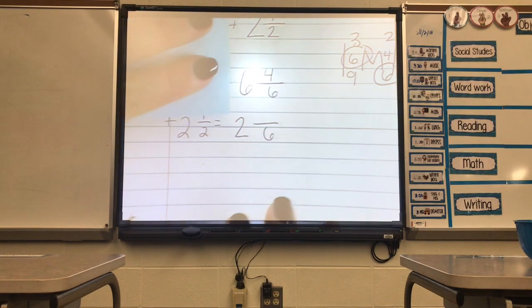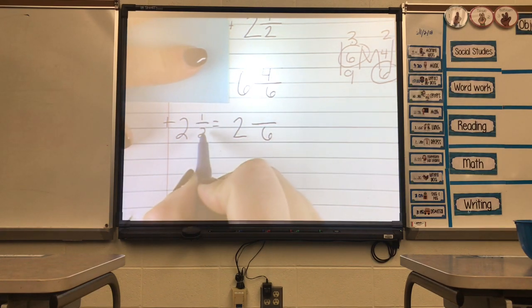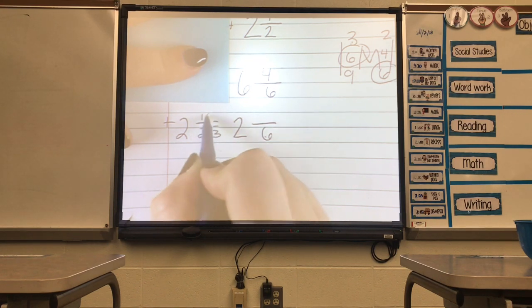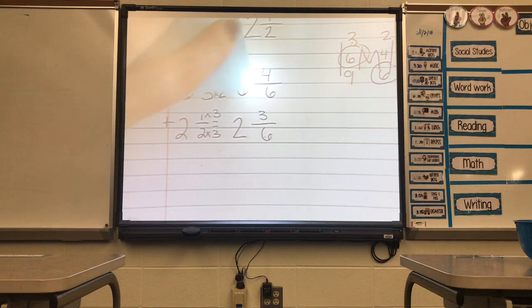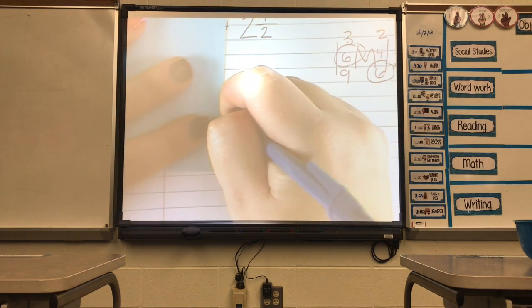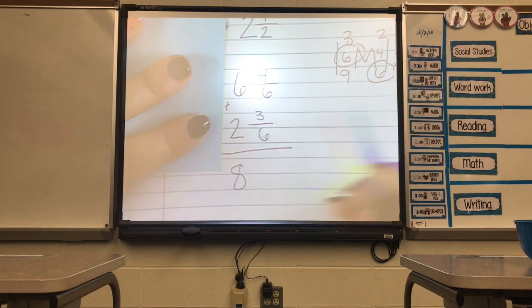So I'm going to cover up my old one just so I don't get myself confused. Students are more than welcome to cross it out, erase it, or if they're using a slate, wipe it off. So now I need to think 2 times 3 is 6. So 1 times 3 is 3. Cover it up, and this is what I'm adding. Add my whole numbers. 6 plus 2 is 8. 4 plus 3 is 7 over 6.